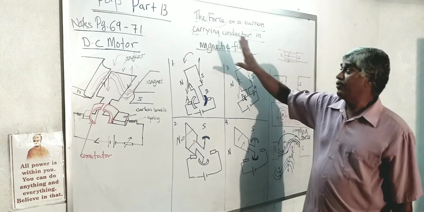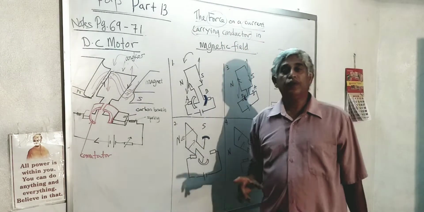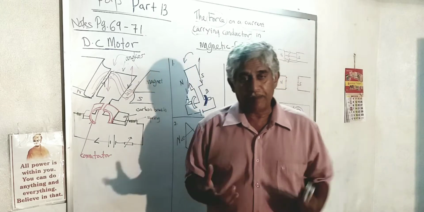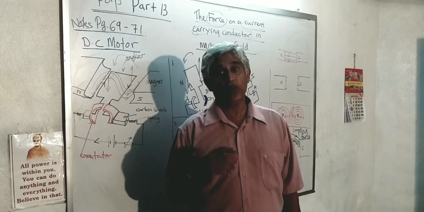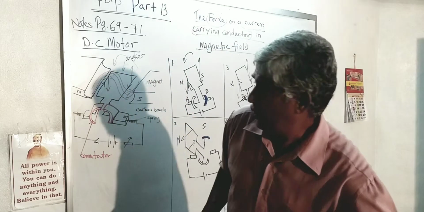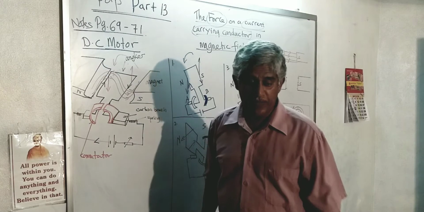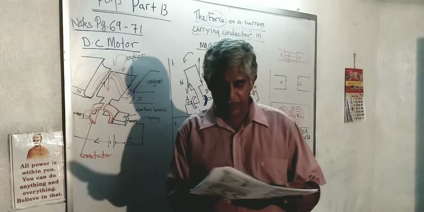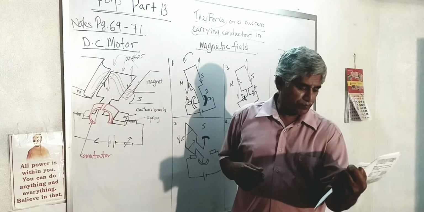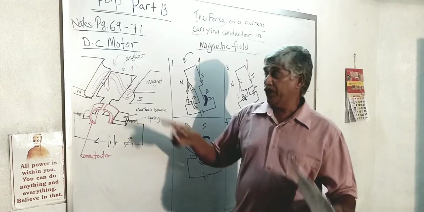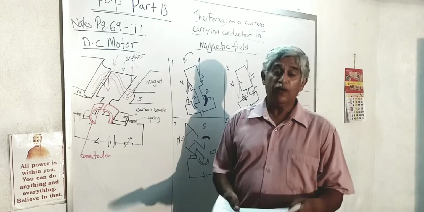This is how the force on a current carrying conductor in a magnetic field is applied to explain how a basic direct current motor works. In an actual motor, you will have many commutators and a lot of coils. At the end of your lesson at page 71, they have given you the factors that influence the speed of rotation. You want the motor to rotate fast, what should you do? Here they give you 4 factors.